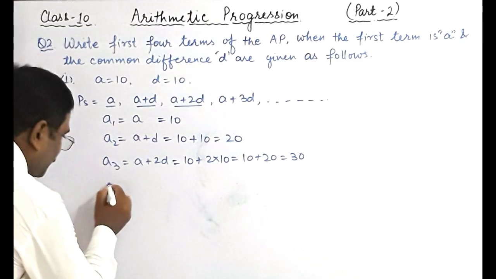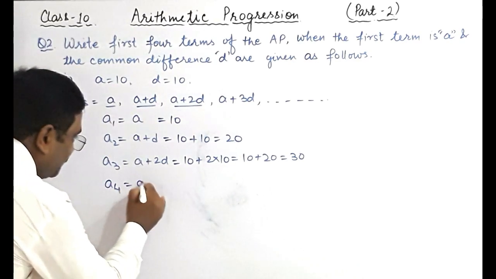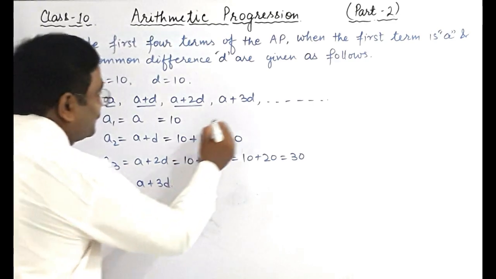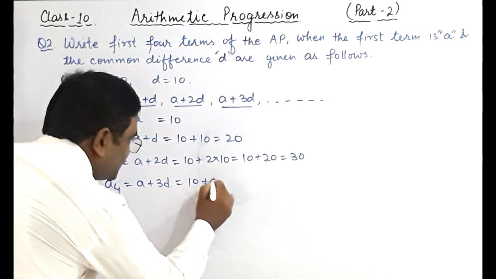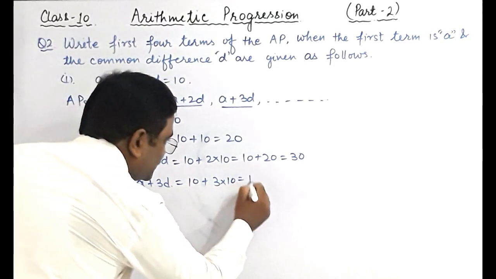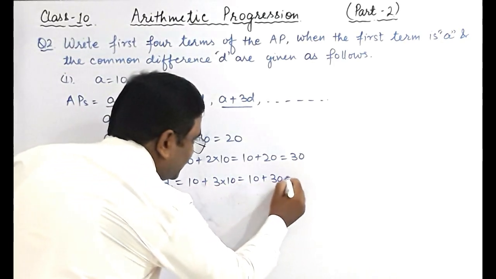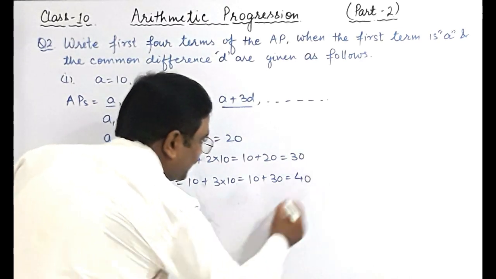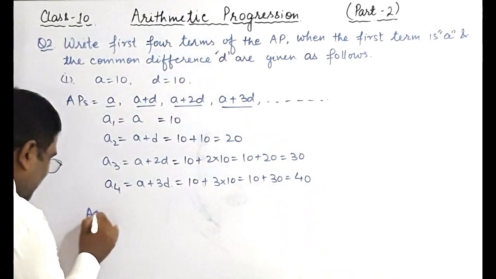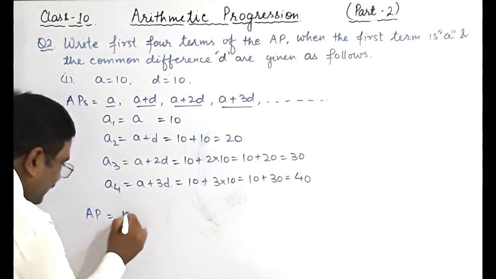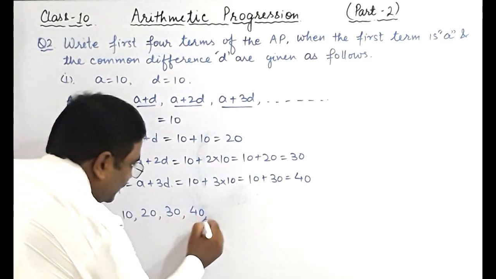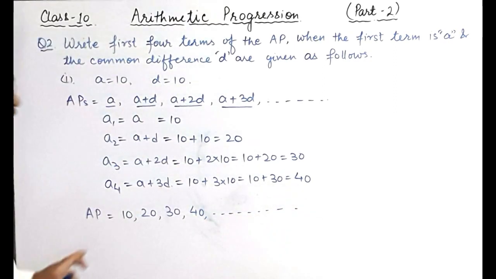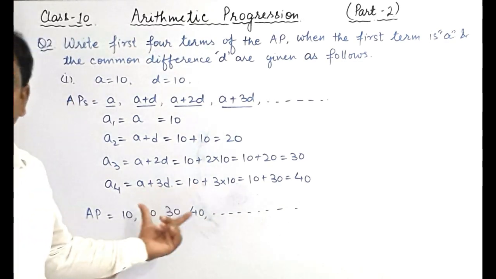So the fourth term of this series will be A plus 3D. So this becomes A is 10 plus 3 into D is 10, means 10 plus 3 tens of 30, which becomes 40. Therefore, our AP is 10, 20, 30, 40, etc. These are our AP and the first four terms we have written here.